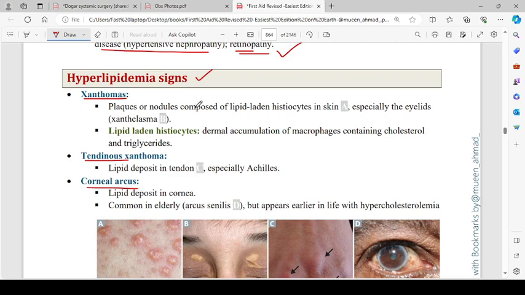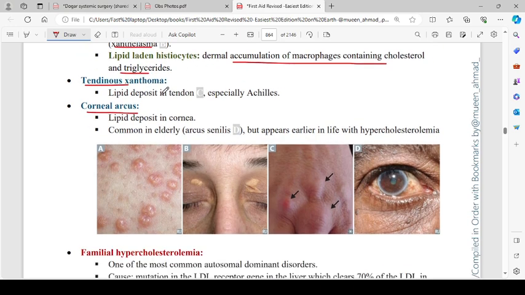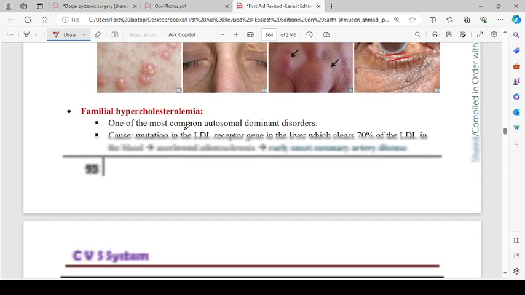Xanthomas are plaques or nodules composed of lipid-laden histiocytes in the skin, especially the eyelids, which are xanthelasma. Lipid-laden histiocytes are a dermal accumulation of the macrophage containing cholesterol and triglycerides. Tendinous xanthoma is lipid deposit in the tendon, especially the Achilles tendon. And here we have the corneal arcus, so lipid deposits in the cornea. Common in elderly, that is arcus senilis, but appears earlier in life with hypercholesterolemia.